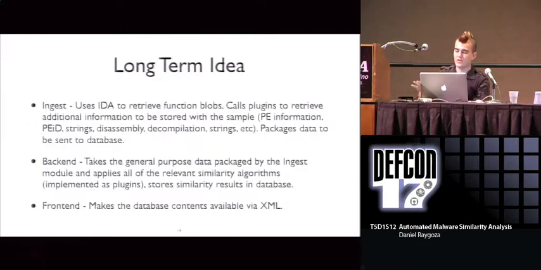So this is a long-term idea. Not all of this is implemented, but where I'd like the project to aim is to break these samples down into function blobs and also gather lots of other information that could be used in a generic way for similarity analysis. Gather that all together, package it up, send it to a database that can store all this information, and then pre-compute all the similarity information if we have to.